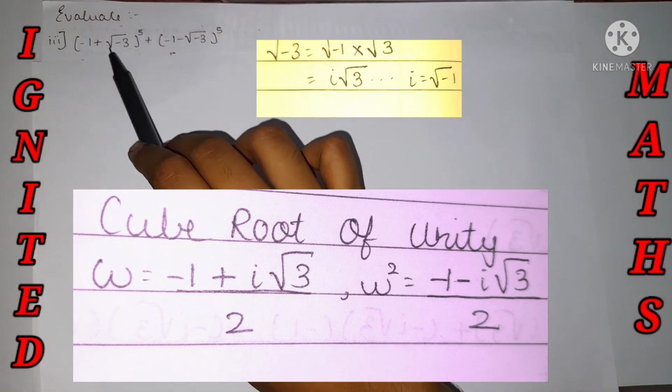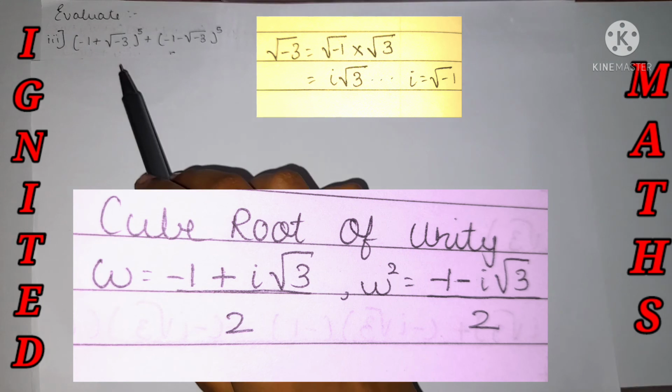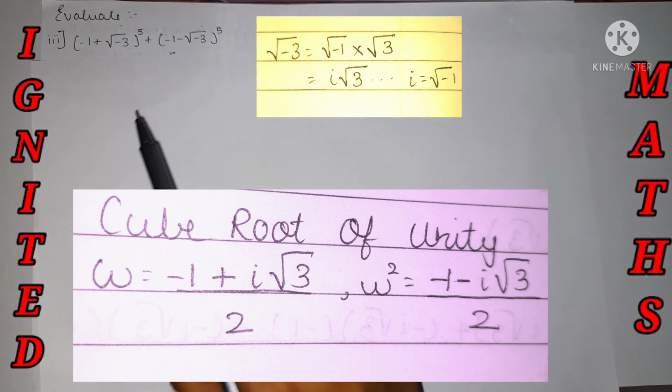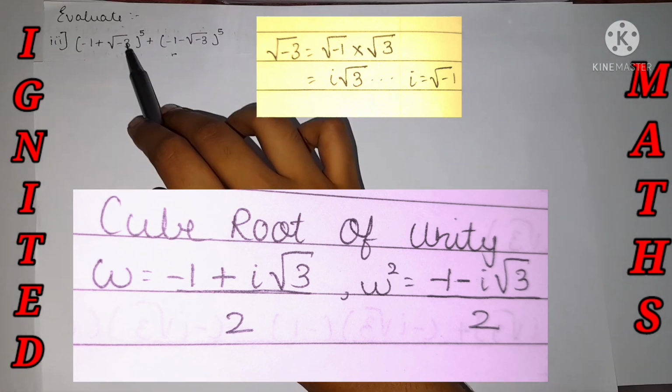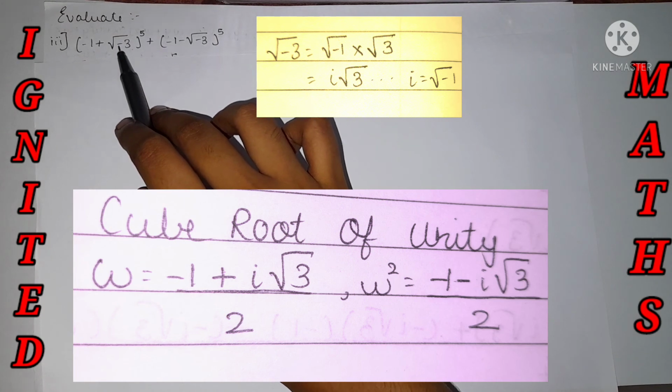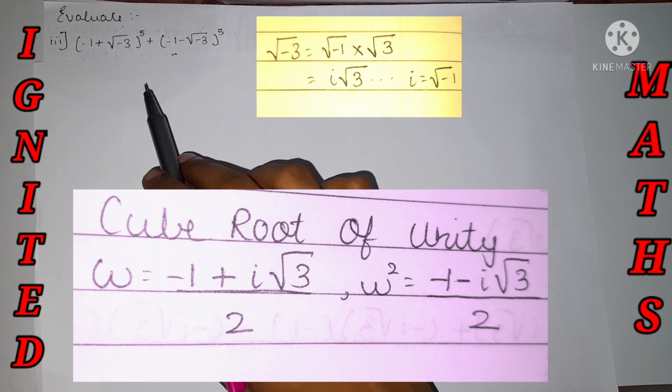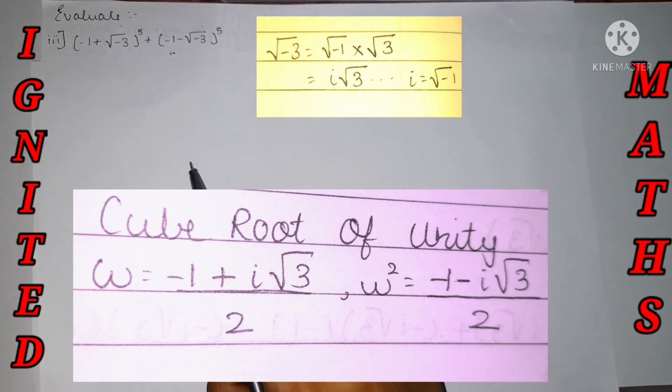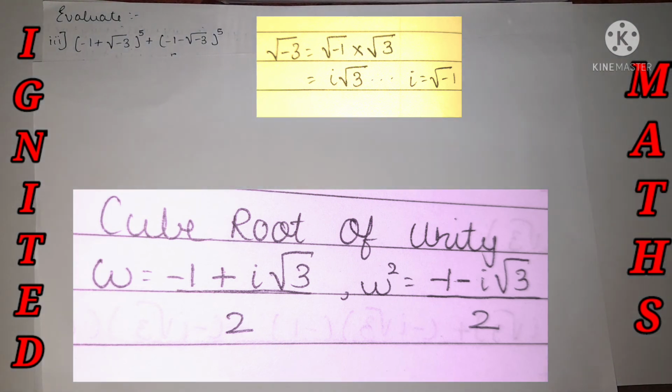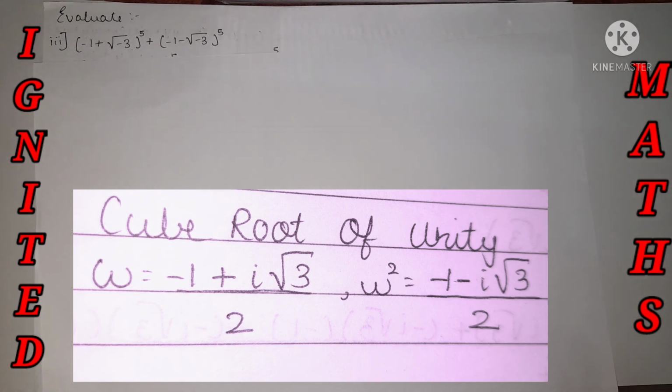Here root -3 is nothing but i root 3, or root 3 i, and the root of -1 is nothing but i. So it's nothing but -1 plus i root 3. The numerator part is absolutely the same, only the difference is at the denominator. The 2 is missing. So what can I do? I'll just multiply and divide by 2.